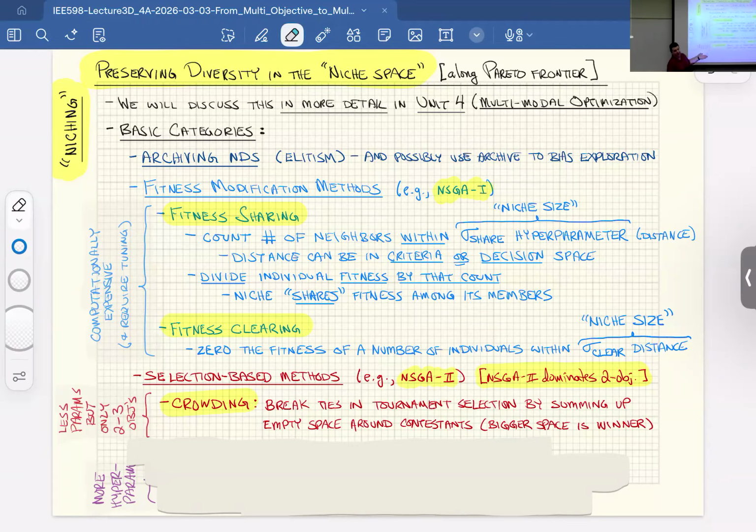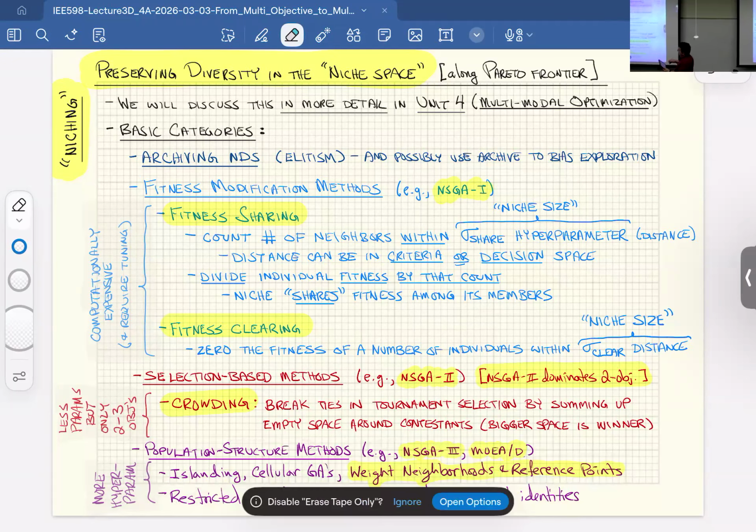And there are other ways to do crowding as well, but that's the idea, that you promote space around individuals in your selection operator. So you don't actually modify their fitness, but you break ties for it. And again, in the multimodal section, we'll see some specific concrete examples of crowding algorithms.